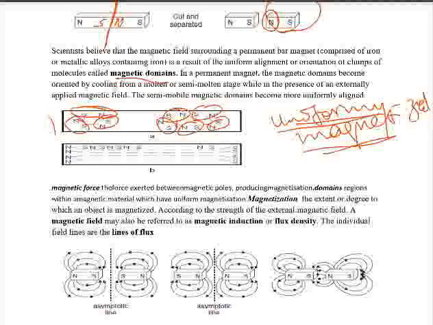But here, if you see this, north and south are connected, but at this point there is an extra accumulation of south, and here also an extra accumulation of what? North. Therefore, this one is not uniformly magnetized. Therefore, this is not a magnetic domain.